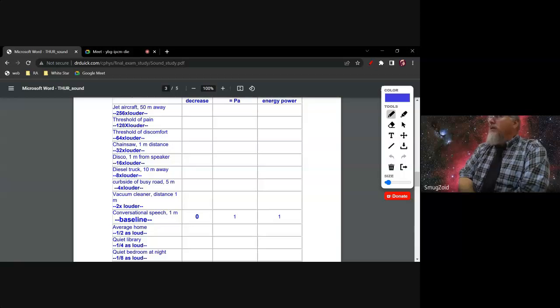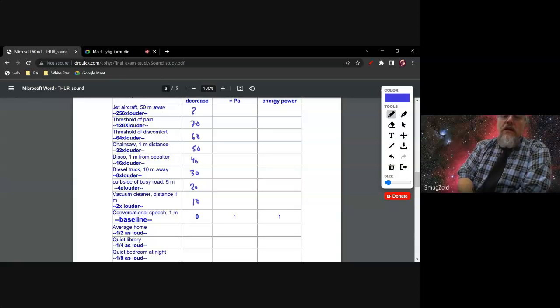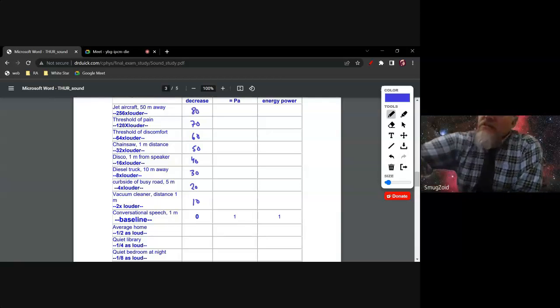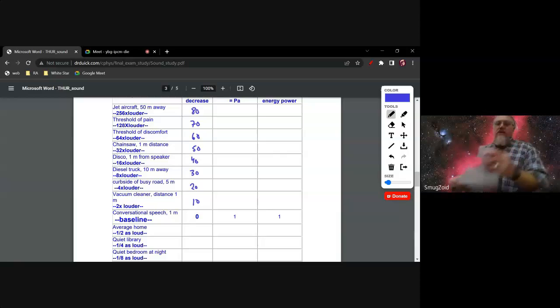No curveball. We know that as we increase in loudness, we increase in decibels. This would be 10, 20, 30, and you would finish writing this all the way up: 40, 50, 60, 70, 80. And then the next one is the SPLs. That's what this is over here on the side.